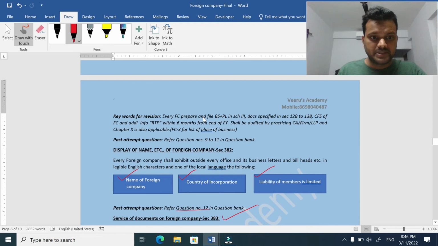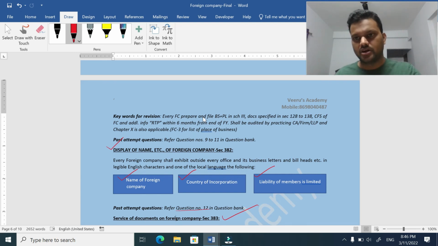Now we are in the miscellaneous area, and display of name, etc. So 382, 383, 384 and 385 are single line provisions. There is nothing much in this, so we can quickly go through these provisions. And again, from 385 onwards, like related to prospectus and IDR, we will discuss in detail.